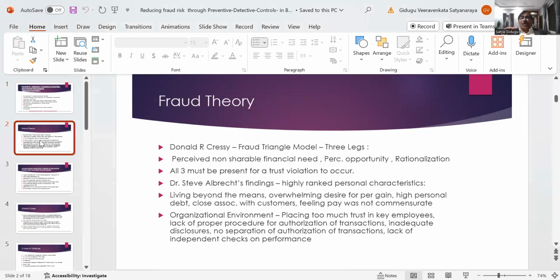So dear friends, I am telling about the fraud theory. It is called the fraud triad. Somebody can note down. This PPT will be shared by Mr. Nitin Pathak, and I will also share.